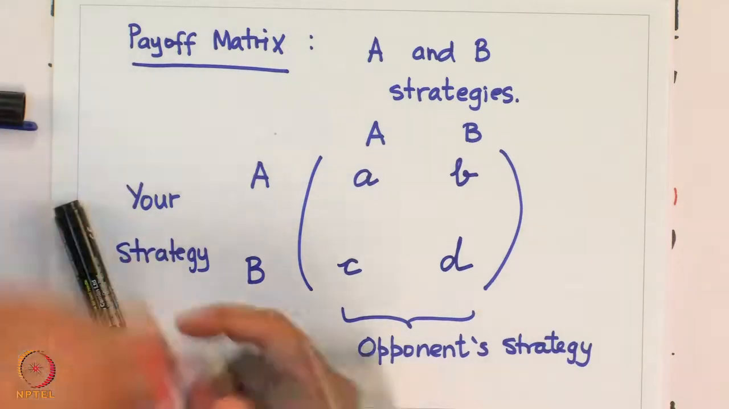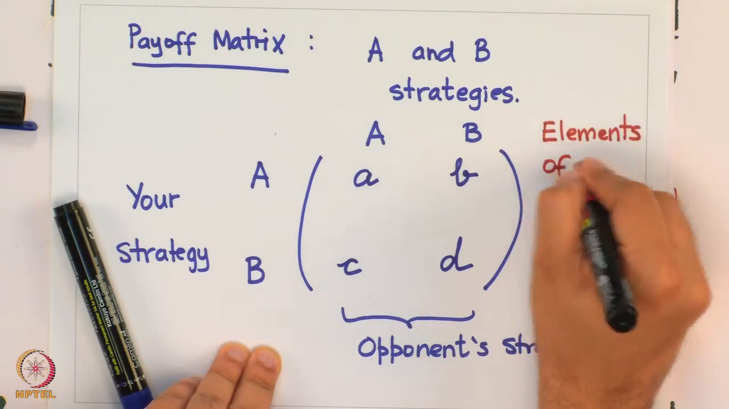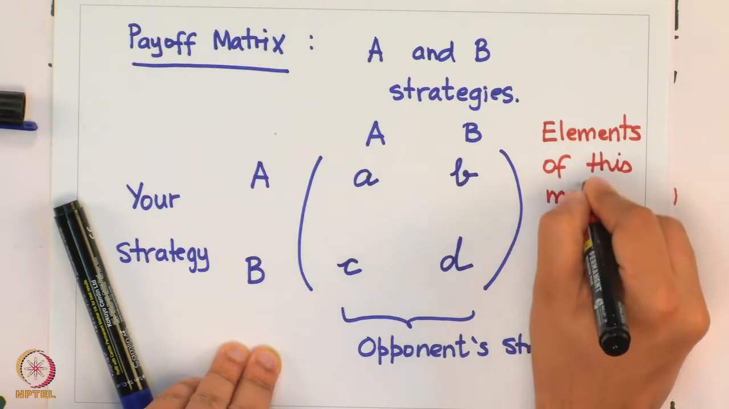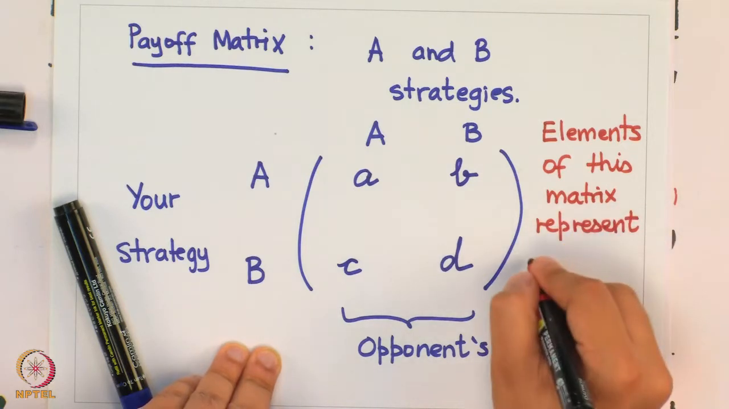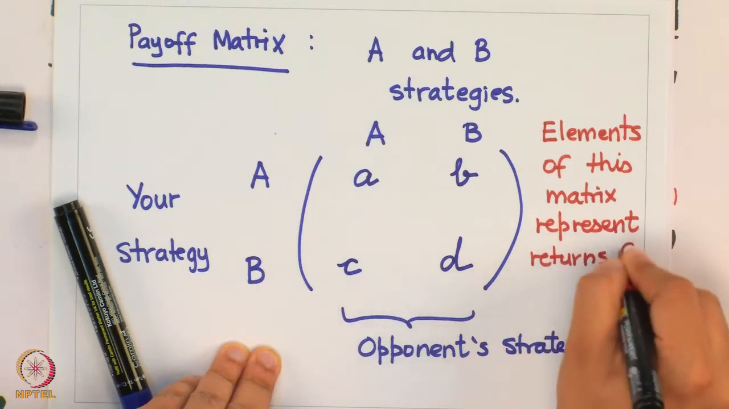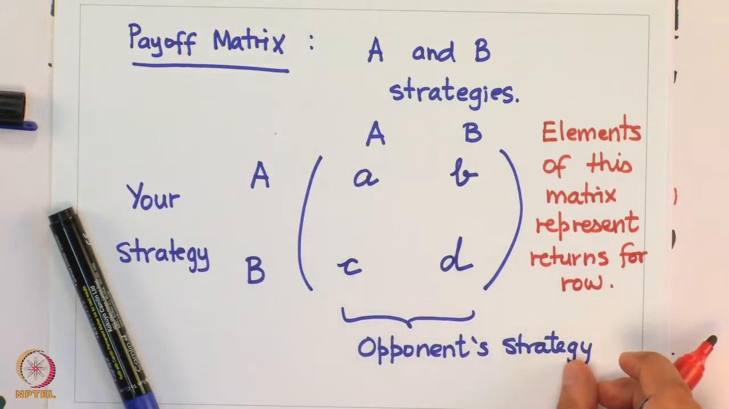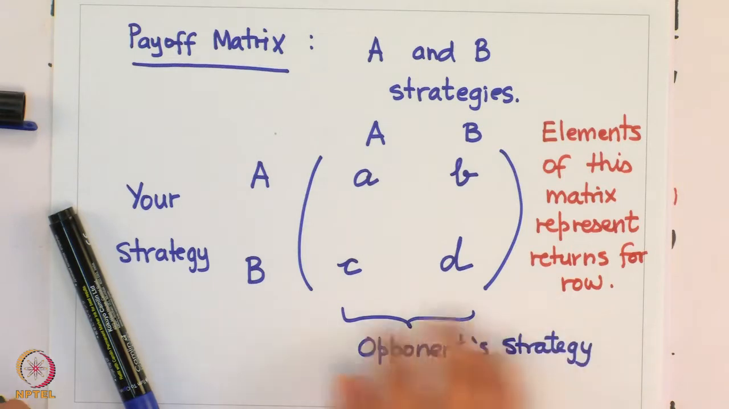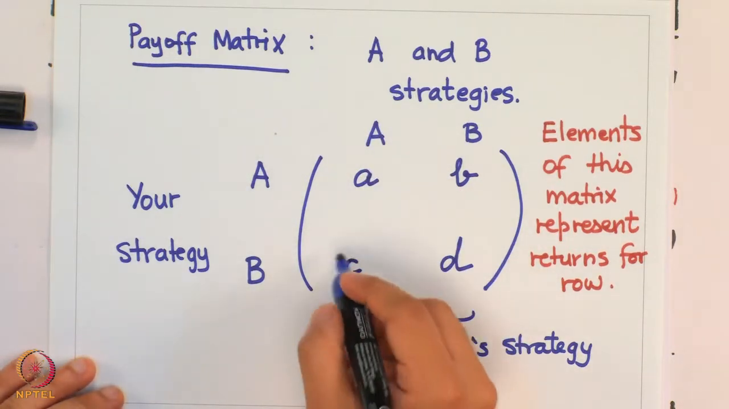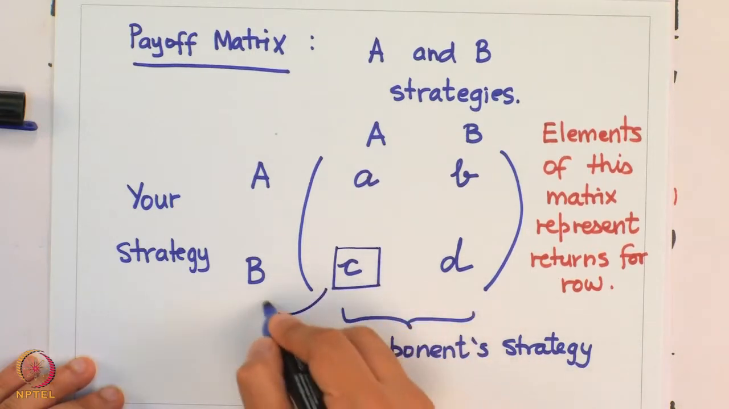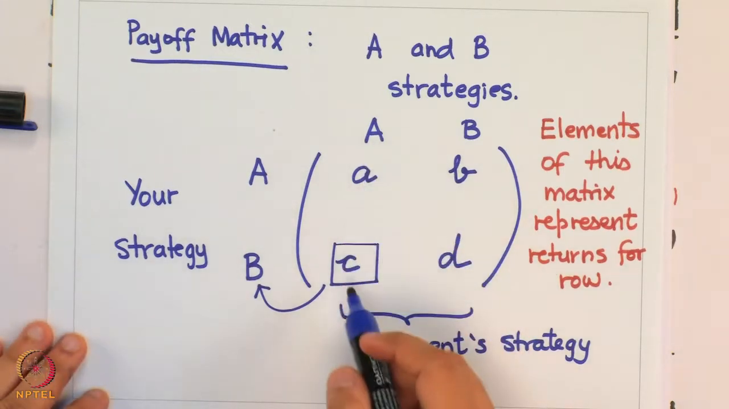So, again what is important to note is that elements of this matrix represent returns for the row strategies whose elements are being represented here, which means the returns that you are going to get when you play this game. So, if you are playing with strategy B and the opponent is playing with strategy A, this C represents your return when you are playing B and the opponent is playing A. It does not talk about what the opponent gets when it is playing with A.